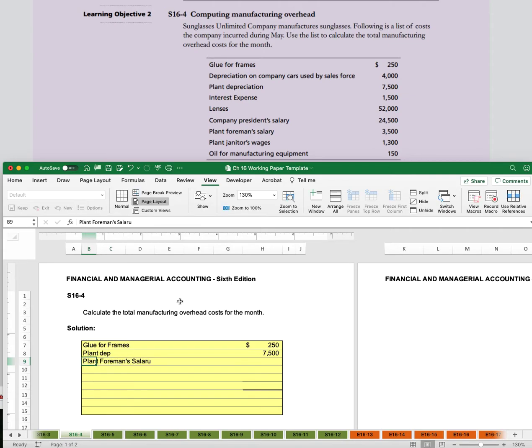I'm just having a terrible time typing today. And that was $3,500. The plant janitor's wages, that is again an indirect labor. $1,300. And then oil for the manufacturing equipment is included because that's an indirect cost related to production specifically.